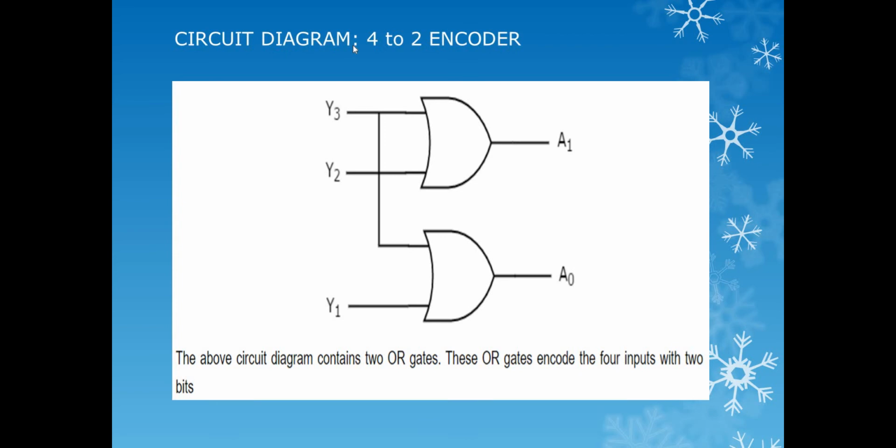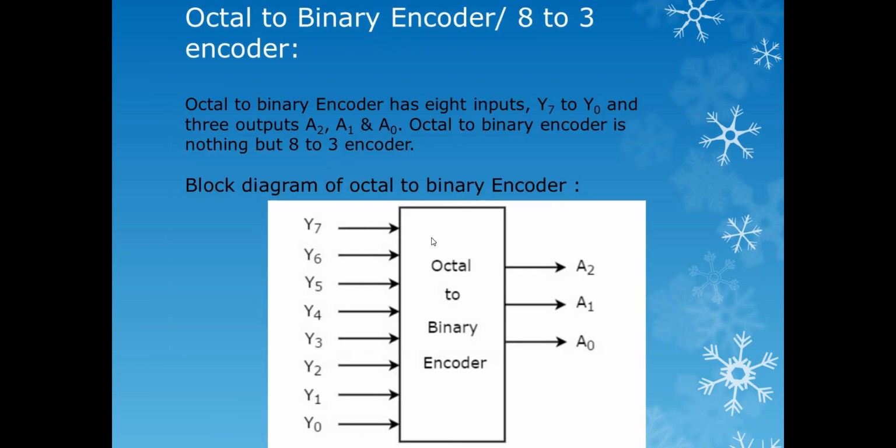Next, we will see the circuit diagram for 4 to 2 encoder. The above diagram consists of 2 OR gates. These OR gates encode the 4 input lines, that is Y3, Y2 and Y1, into 2 output lines A1 and A0. Next, we will see 8 to 3 encoder or octal to binary encoder.